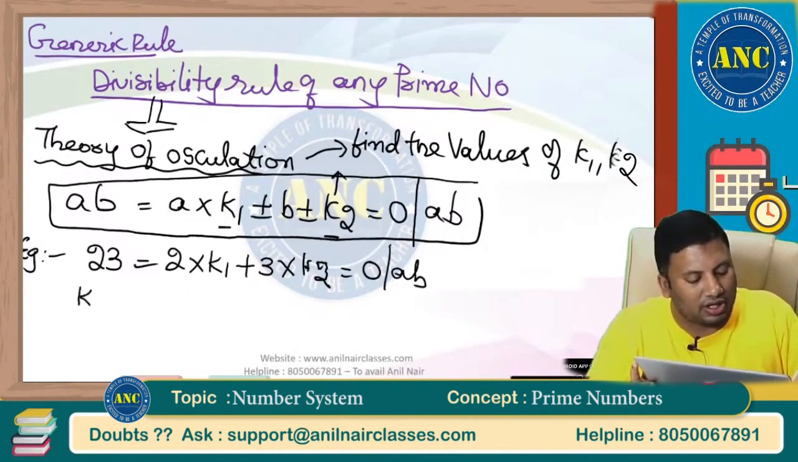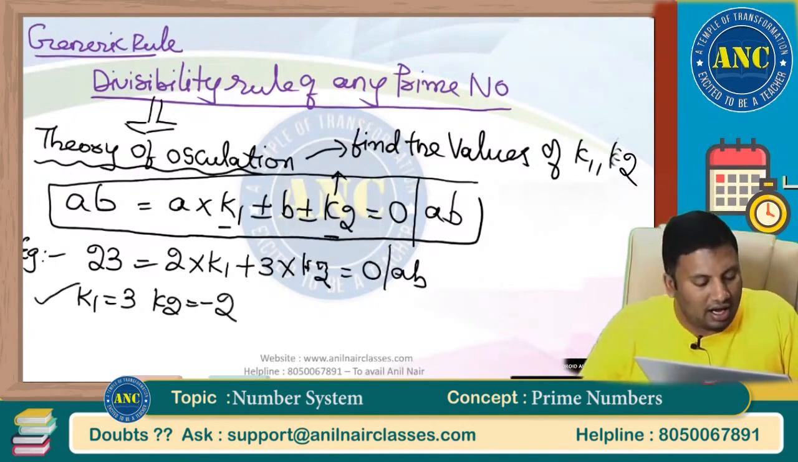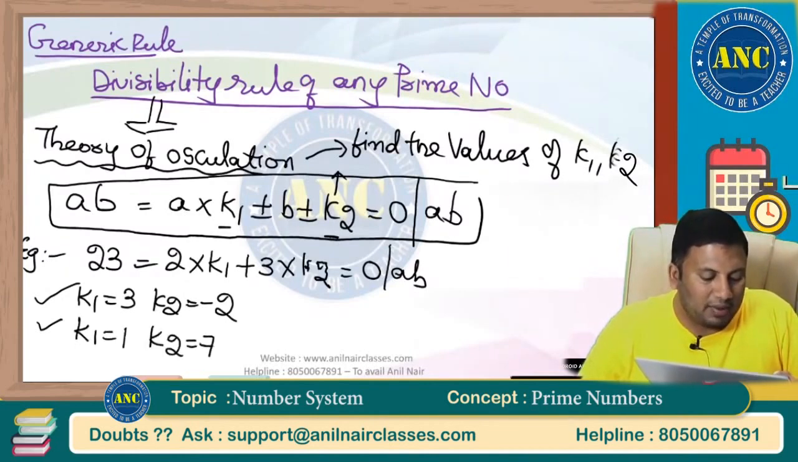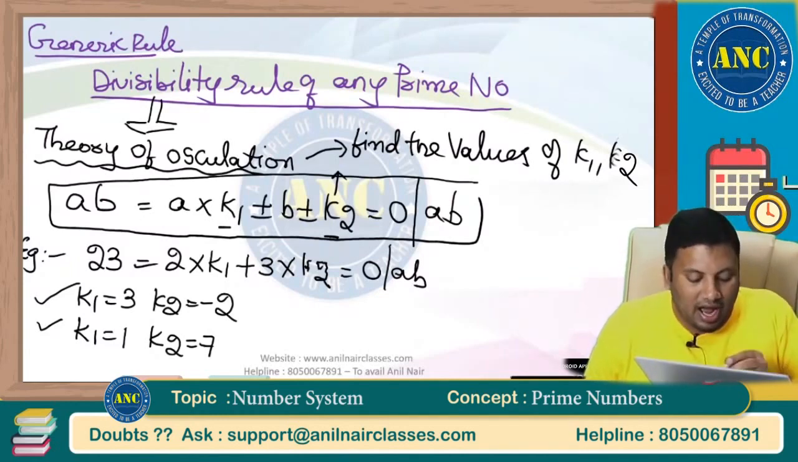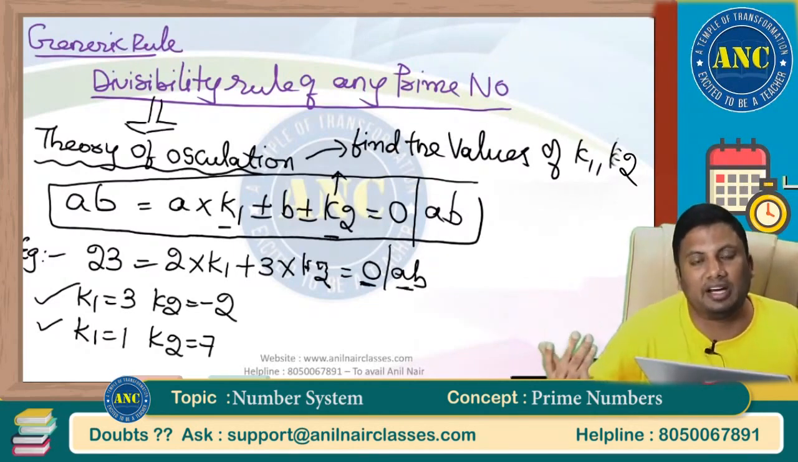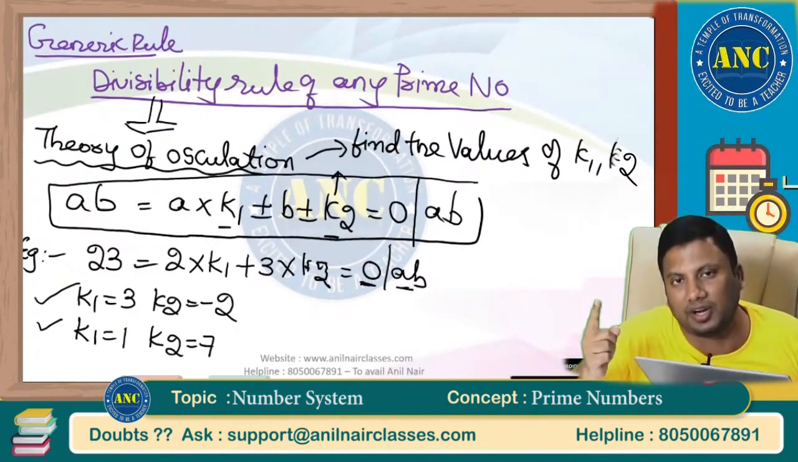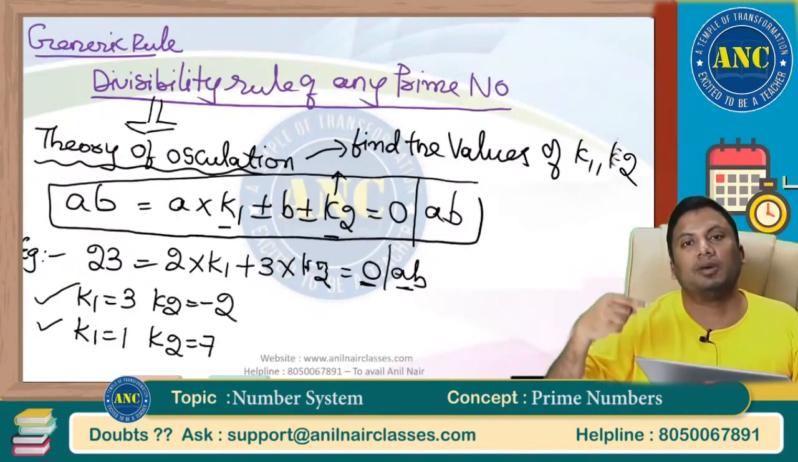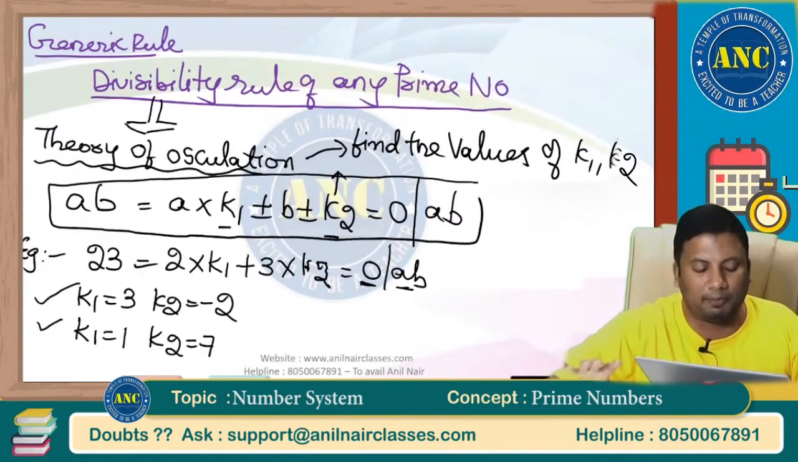Just by looking at the question, K1 can be 3, K2 can be -2: 6 minus 6 is 0. That is one way. Or K1 can be 1 and K2 can be 7. Am I right? 7 3s are 21, 21 plus 2 is 23. Either I should get 0 or AB. There could be multiple values of K1 and K2 which satisfy this equation. Because there are multiple values, the prime number divisibility rule is not unique. You can derive your own divisibility rule of a prime number.